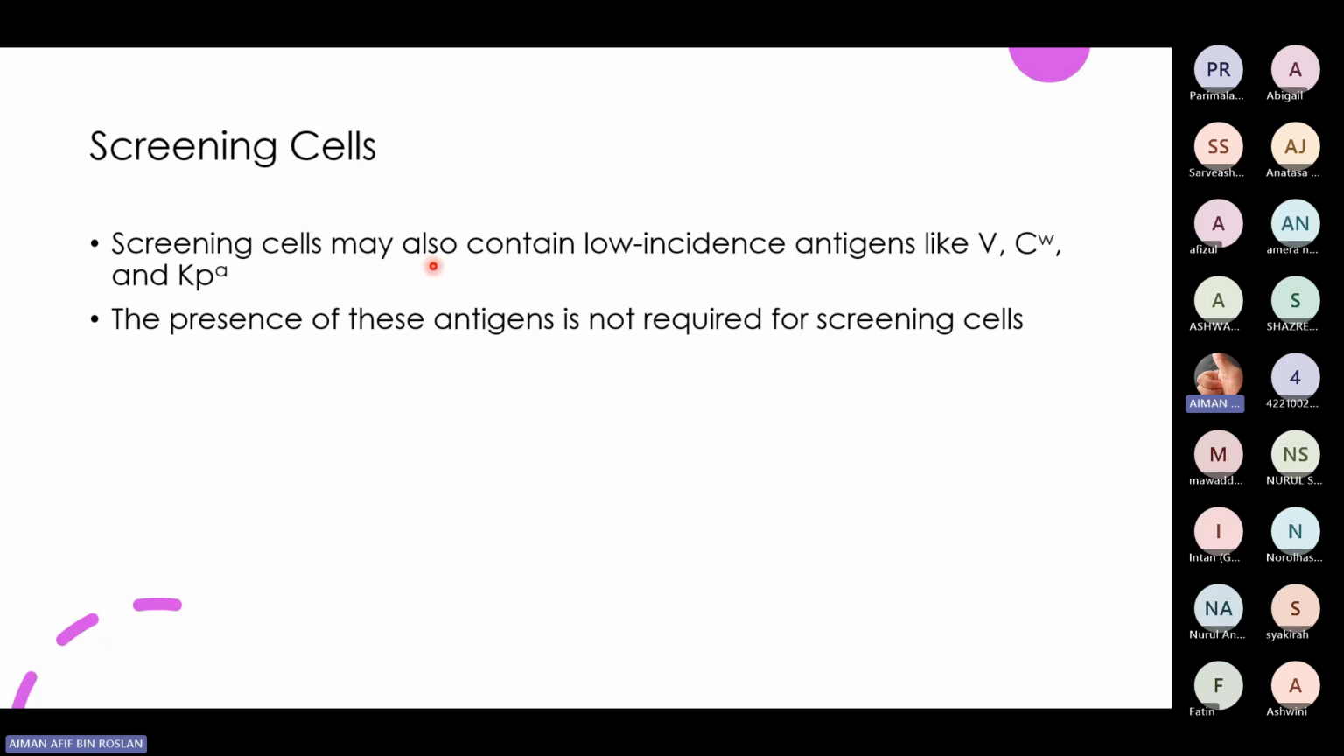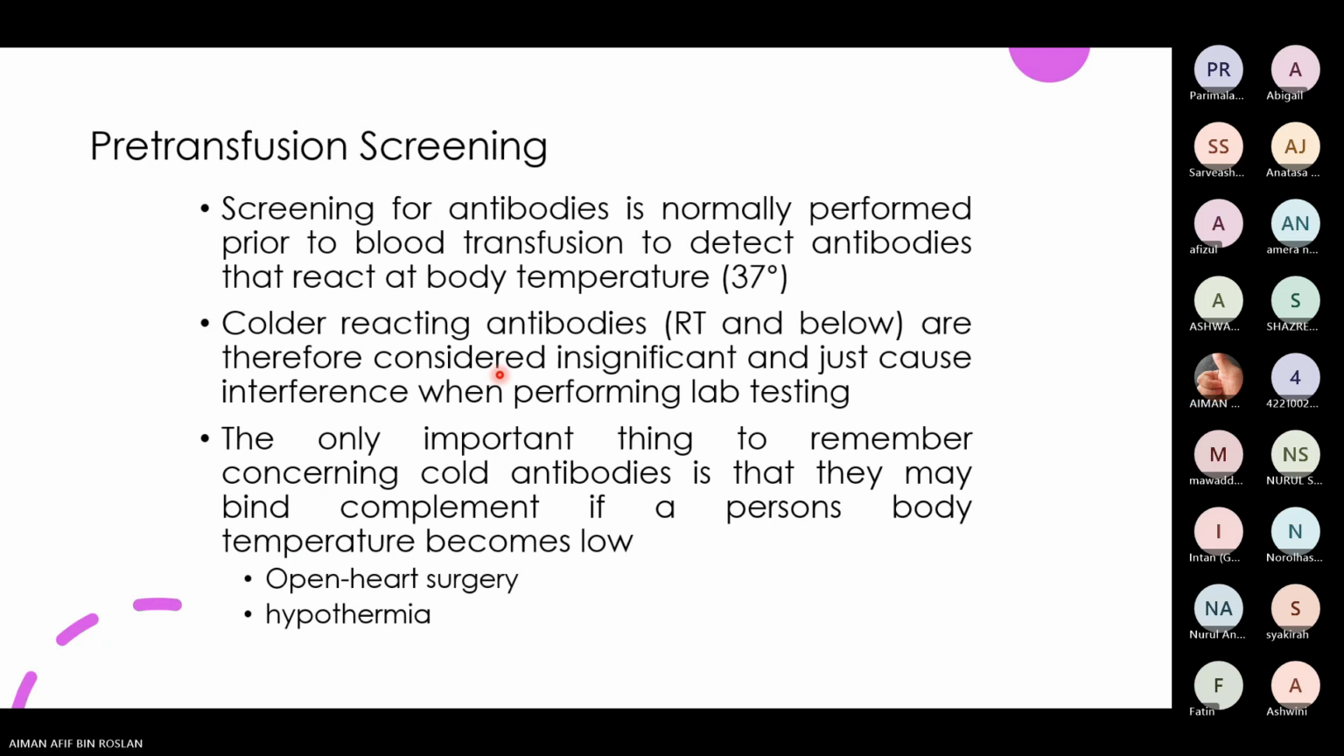Screening cells may also contain low incidence antigens V, Cw, and Kpa. The presence of these antigens is not required for screening cells. Transfusion screening: screening for antibodies is normally performed prior to blood transfusion to detect antibodies that react at body temperature, 37 degrees Celsius. Cold reacting antibodies are therefore not considered significant and just cause interference when performing testing. The only important thing to remember concerning cold antibodies is that they may bind complement if a person's body temperature becomes low.